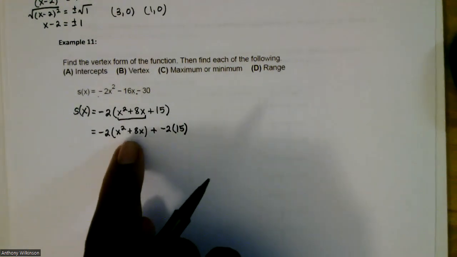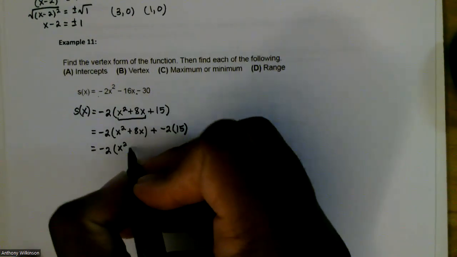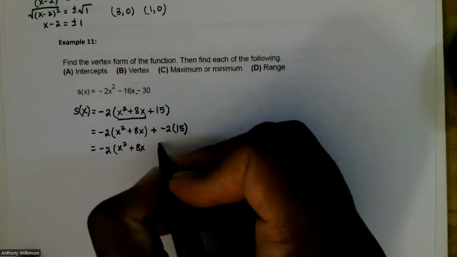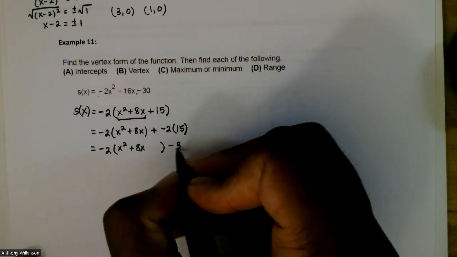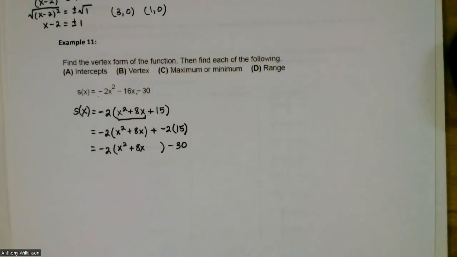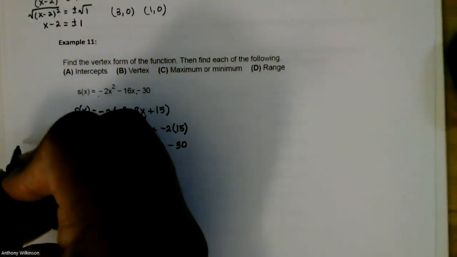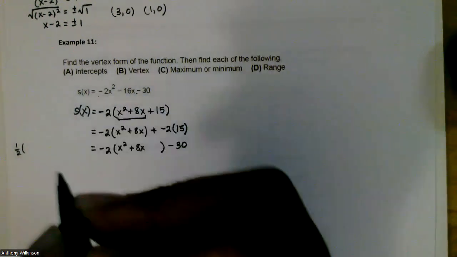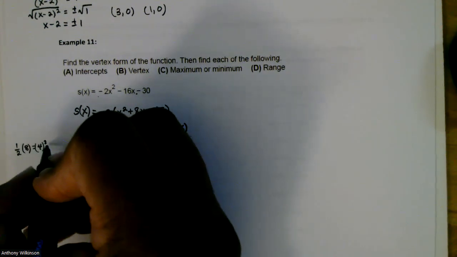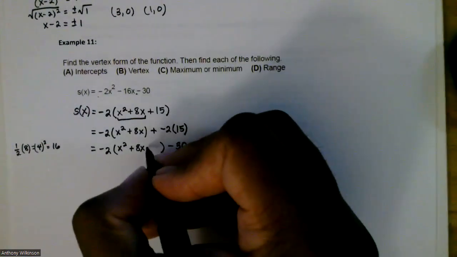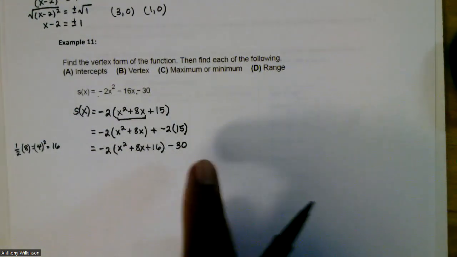Now I'm going to complete the square on this part right here. And I'll do -2 times 15, which is -30 anyway. Now, in this case here, I need to take 1/2 the coefficient of x and square it. That's completing the square. So 1/2 of 8 is 4. And then I need to square the 4. That'll be 16. So I'm going to add 16 here.